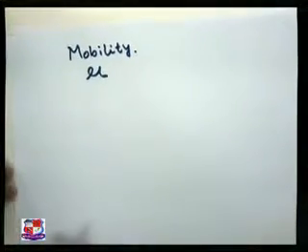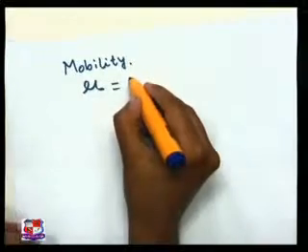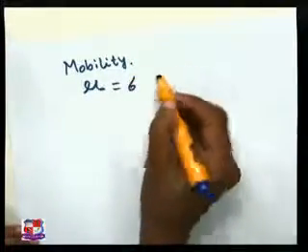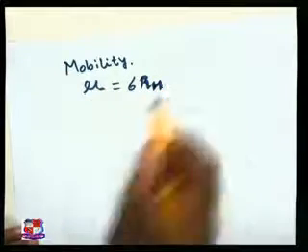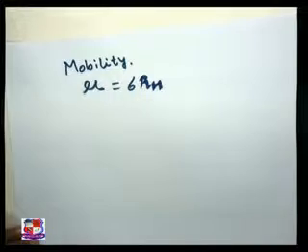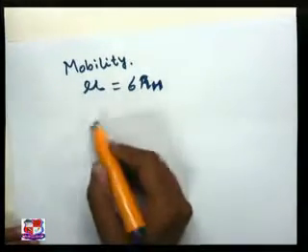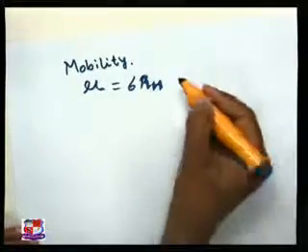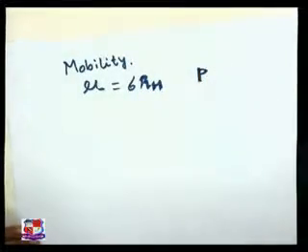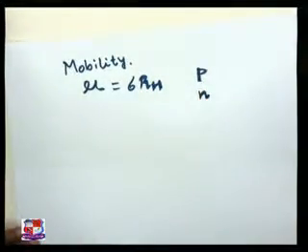How do we get the mobility of the charge carrier? That can be found using RH, the Hall coefficient. It is actually mu is equal to sigma RH. Sigma is the conductivity of the material and RH is the Hall coefficient again. If RH is positive, as I said earlier, it is P-type material. If RH is negative, it is N-type material.